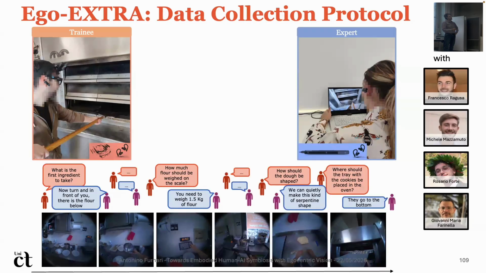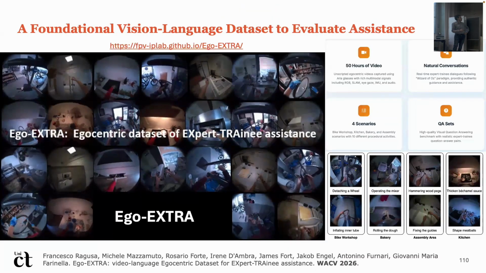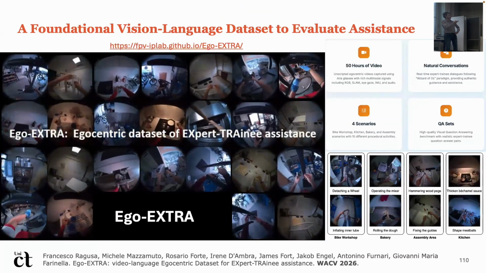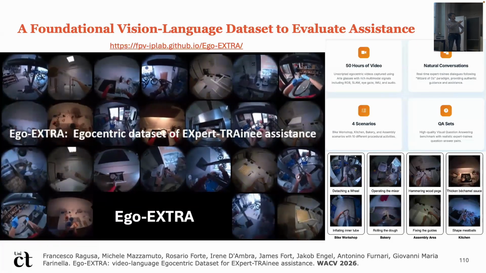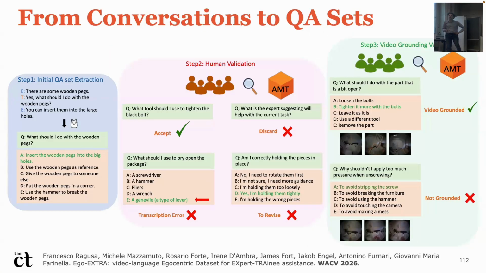We collect this kind of conversations, and we have in the end a multimodal data set, because we use our glasses where we have SLAM, IMU, transcripts, hand key points, eye gaze of the trainee, but also the eye gaze of the expert projected to the point of view of the trainee. And this constitutes a rich source of dialogues, of visual language data that we call Ego Extra, where we cover 50 hours of video, but we are extending that to around 100. There are natural conversations, 5 scenarios, and we obtain question-answer sets because it's a standard way to evaluate models, but the transcripts are there and are available, and I think they're a useful resource.